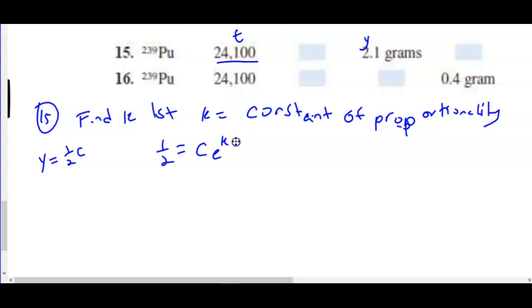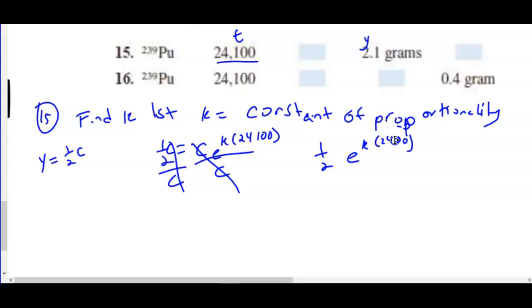Well, we know the first time is 24,100. Now we do just like we did today in class, where we solve this thing for k. So now we divide by C first on both sides. So the C's cancel. So I have 1/2 equals e^(k·24,100). And now we're going to do ln on both sides, and the reason we do that is so we can cancel out that e.